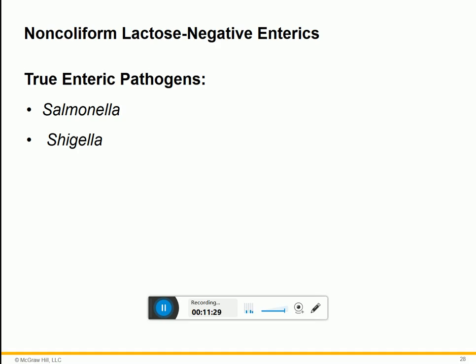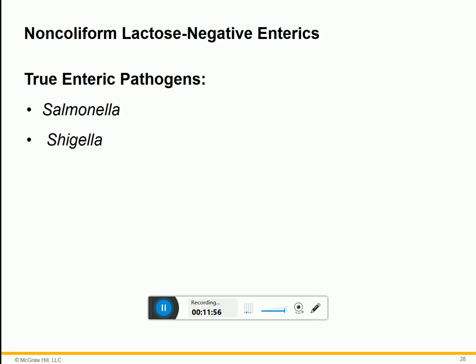And a good way to remember is that these enterics, non coliform, so not part of the microbiome, they are lactose negative, meaning that they do not ferment lactose. Okay, so they are not part of the microbiome and they do not ferment lactose. And these are, again, Salmonella and Shigella.